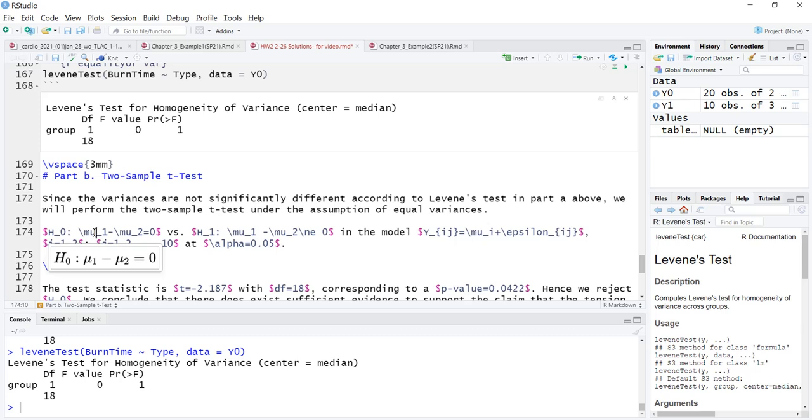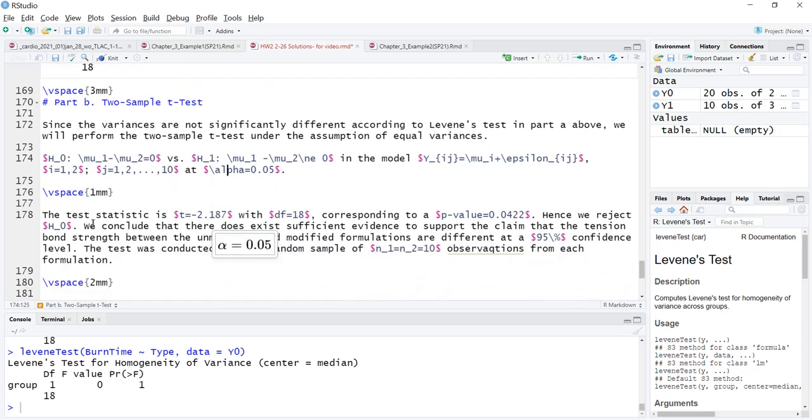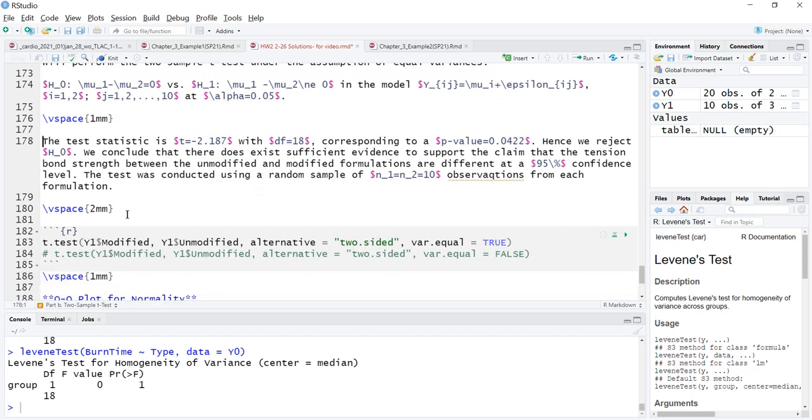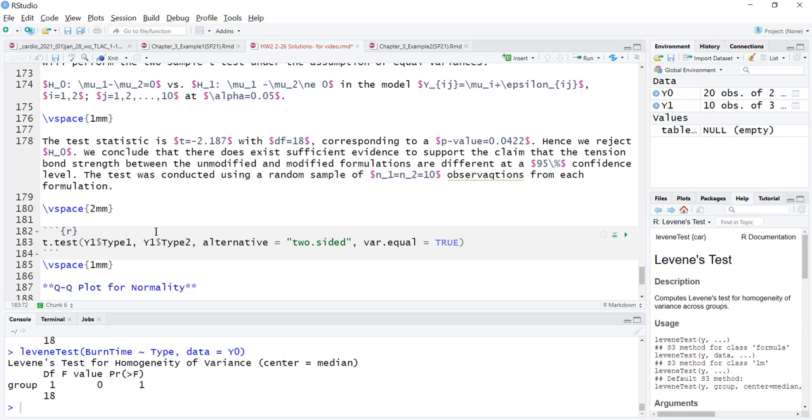And so now I have mu1 minus mu2 is equal to 0 versus mu1 minus mu2 is not equal to 0. In the model, i is still equal to 1 or 2, and j is from 1 to 10. I didn't need to change that at alpha equals 0.05. So unless the problem specifies something different, we don't change it. Okay, so here I need to change my code. Y1, I need type 1. And here I need type 2. Two-sided. Variances equal equals true. So yes, we're going to do that. And we can get rid of that so that we're just putting what we need to in the code.